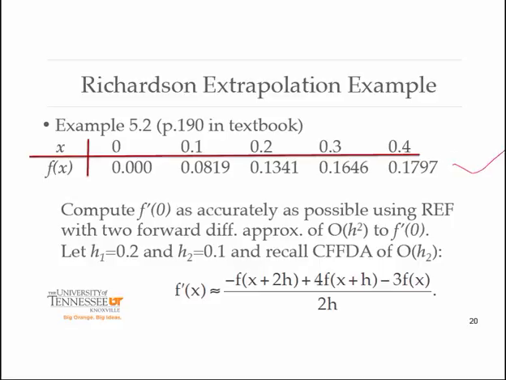So the goal is to compute the derivative at 0. So we'd like to know what the derivative is doing at x equals 0. We want it as accurately as possible using Richardson extrapolation with 2 forward difference approximations of order h squared to the derivative. So again, we would use central finite differencing, first order finite differencing for that.